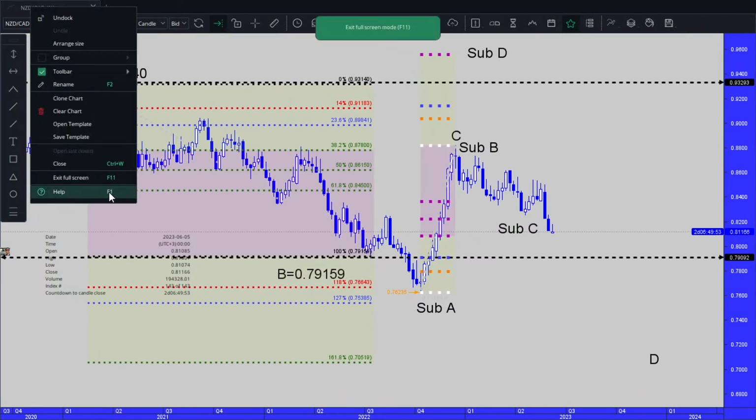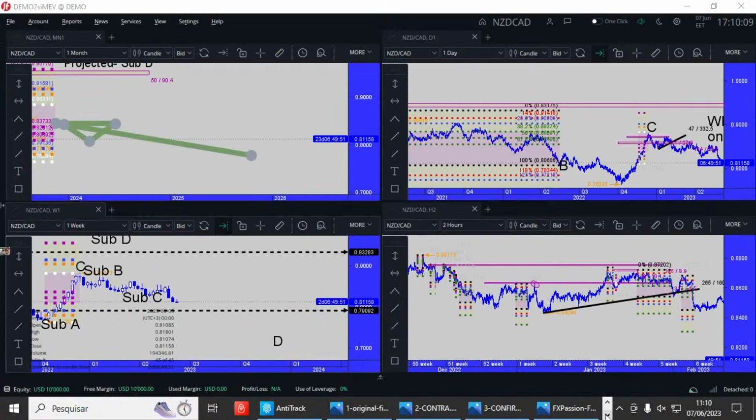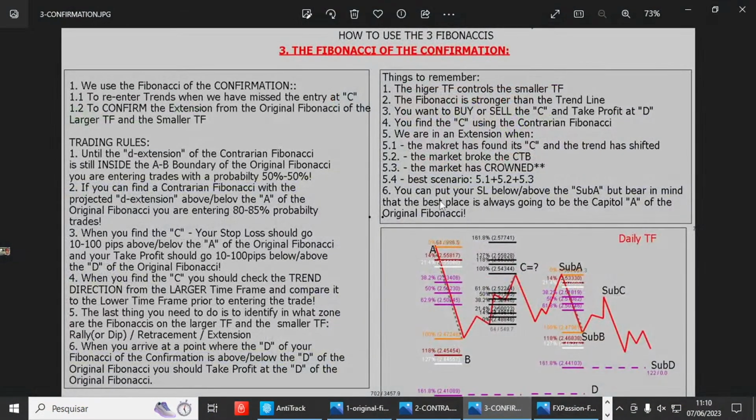And this is what we are going to start to talk about today. Take a screenshot of this, everybody. The Fibonacci of the confirmation. Wow, right? We use the Fibonacci of the confirmation, number one, to re-enter trends when we have missed the entry at the C. Wow.